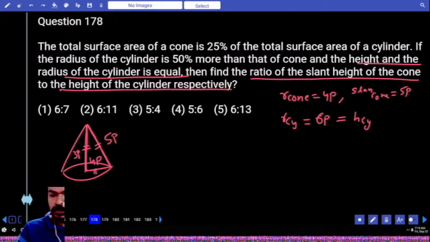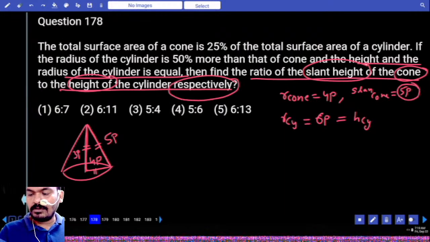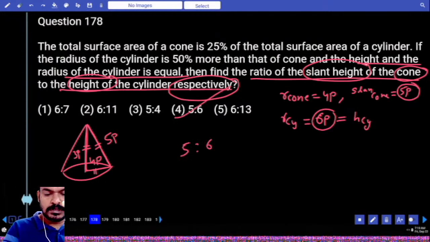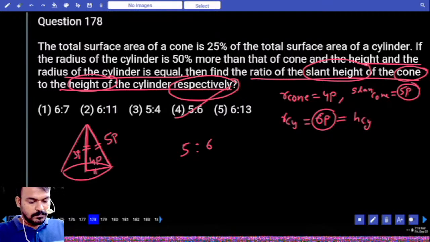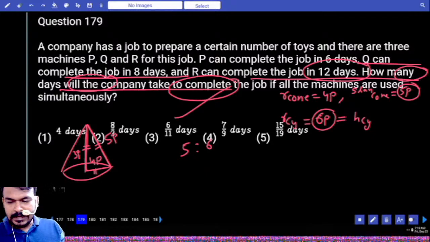Okay. What is the question here? Ratio between the slant height of the cone and height of the cylinder. What is the slant height of the cone? 5 parts. Height of the cylinder, 6 parts. What is the ratio? 5:6. Direct question. Next, question number 179.